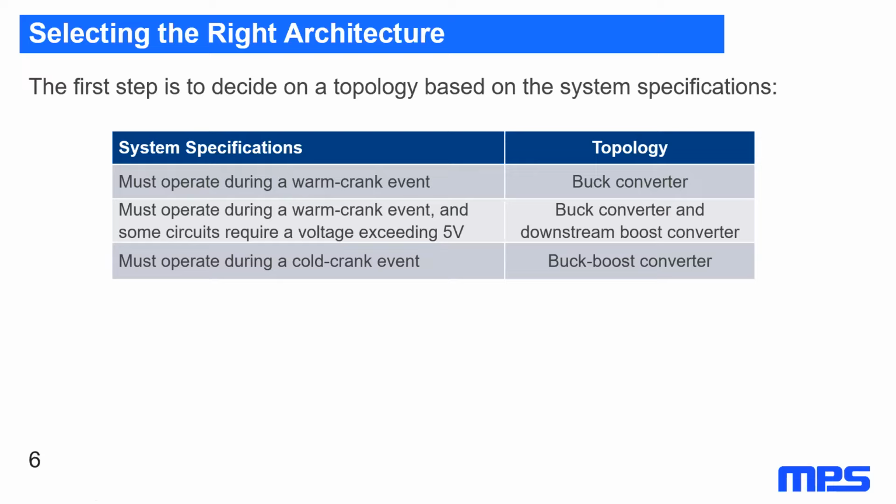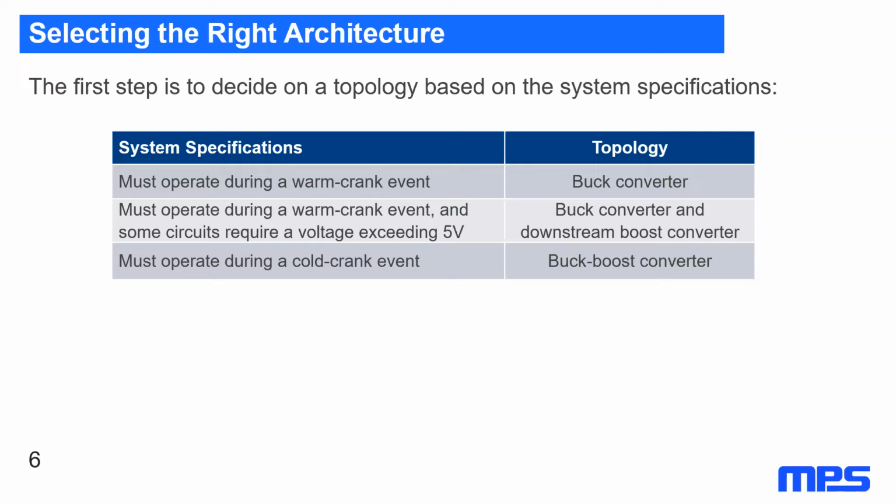If we must operate during a warm crank event, but some circuits require a voltage exceeding 5 volts, for example, some camera sensors, some antennas, this kind of ADAS sensors are usually powered from a bus at about 8 volts or 10 volts, then we would need a downstream boost converter. We first generate a 5 volts bus or a 3.3 volts bus, and later on we have a step-up converter to bring up again the 8 volts or 10 volts for these sensors. Since they are quite low power, this is usually the most cost-effective way to power them.